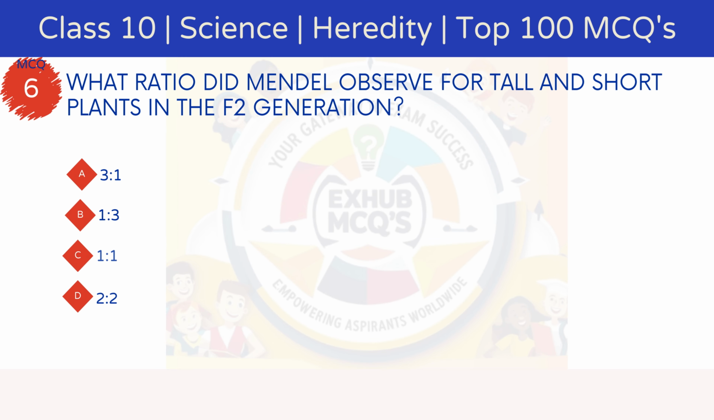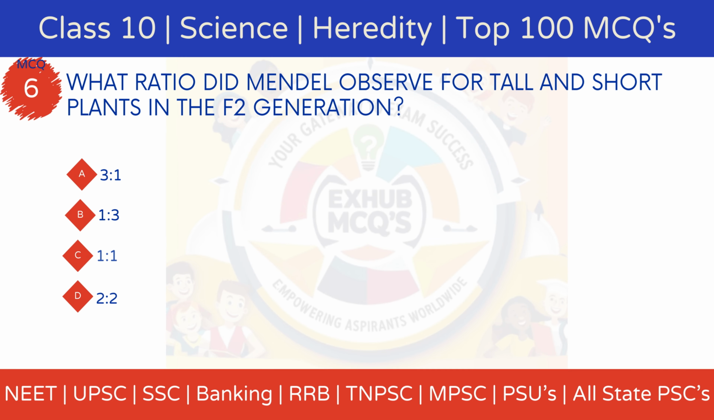MCQ 6. What ratio did Mendel observe for tall and short plants in the F2 generation? Option A, 3:1. Option B, 1:3. Option C, 1:1. Option D, 2:2.